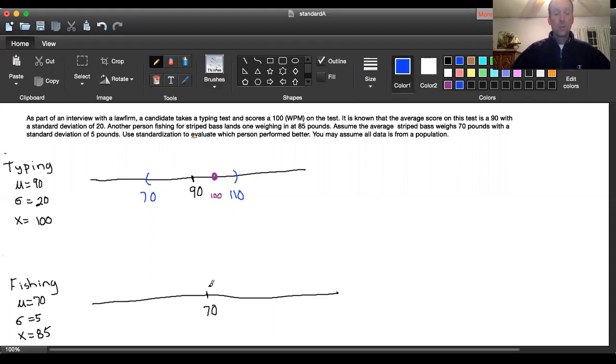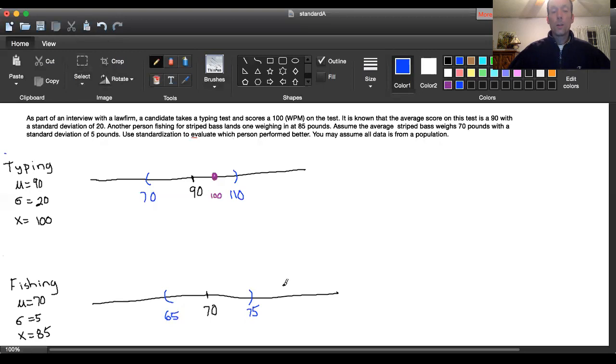We know that they scored 70. The standard deviation is 5. So let's go up about 1 standard deviation on each side. That means we're going to increase to a 75 here. And on the low side, we're going to drop down to a 65.